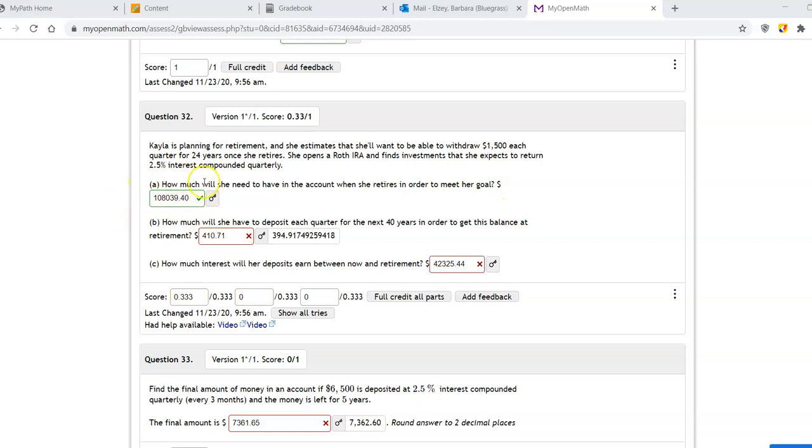Okay, you got that. And then how much will she have to deposit each quarter for the next 40 years in order to get this balance at retirement? All right, so we're going to have to do a savings annuity problem because she's going to try to save up this $108,039.40. It looks like you were really close, so maybe it's a rounding error. We'll see. All right, so I'm going to write down the 108,039.40.